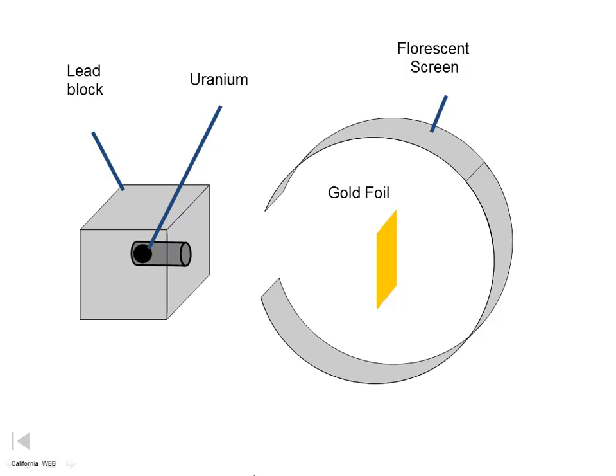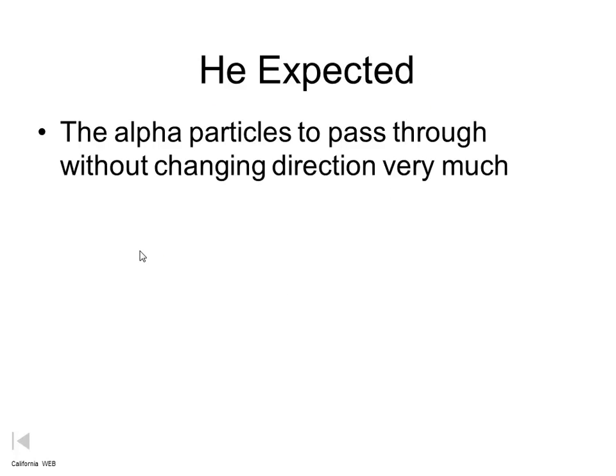Rutherford put some uranium in a lead block. And uranium is a radioactive material that releases these alpha particles. So what he expected to happen was he expected the alpha particles to pass through it.